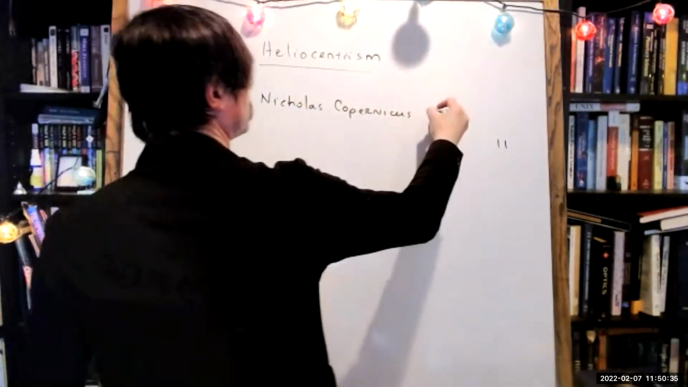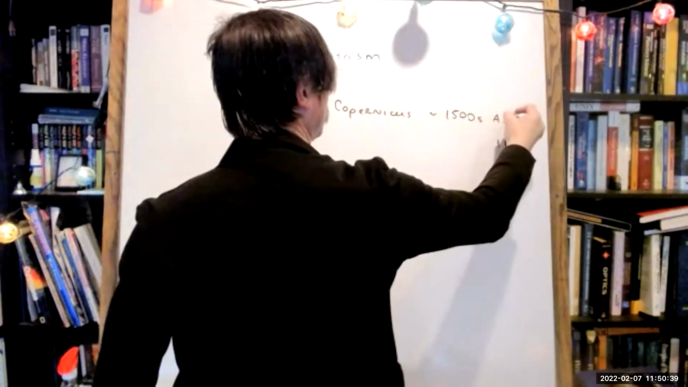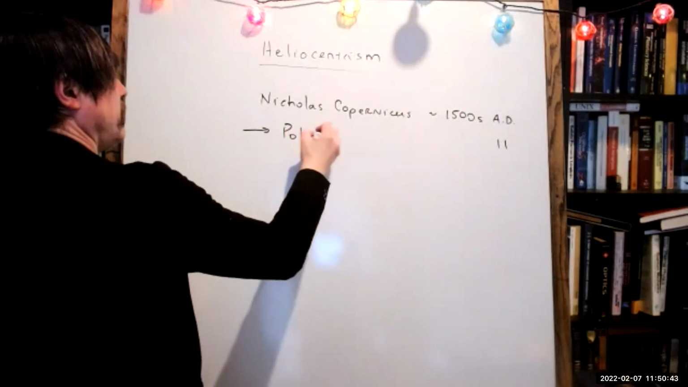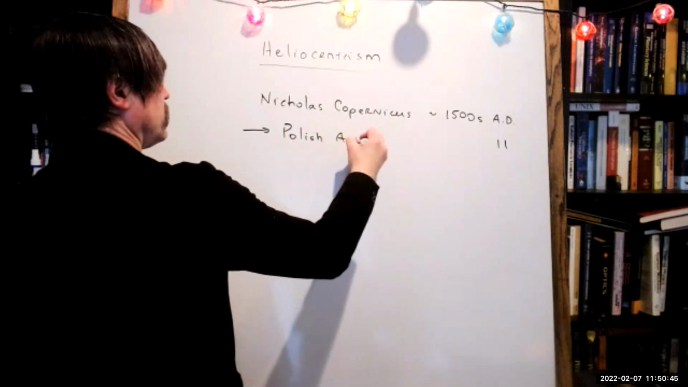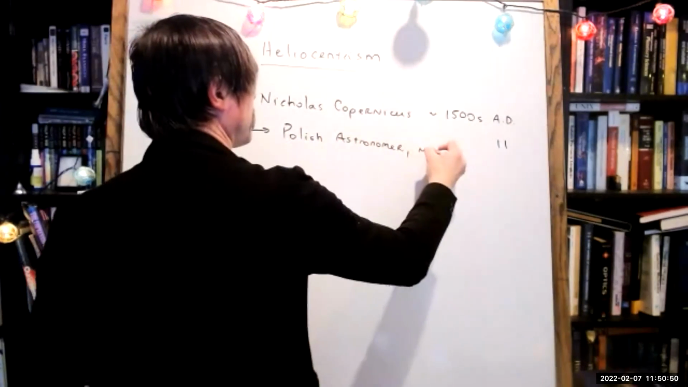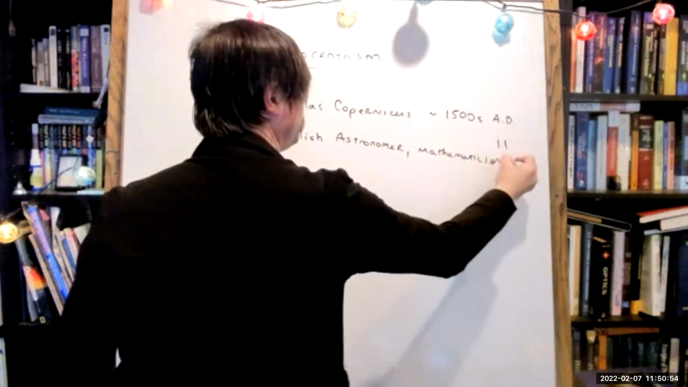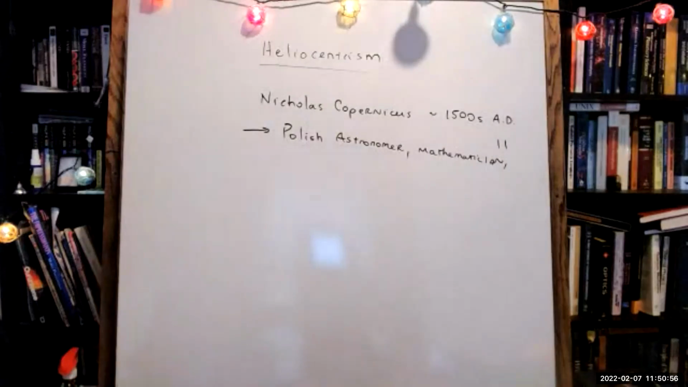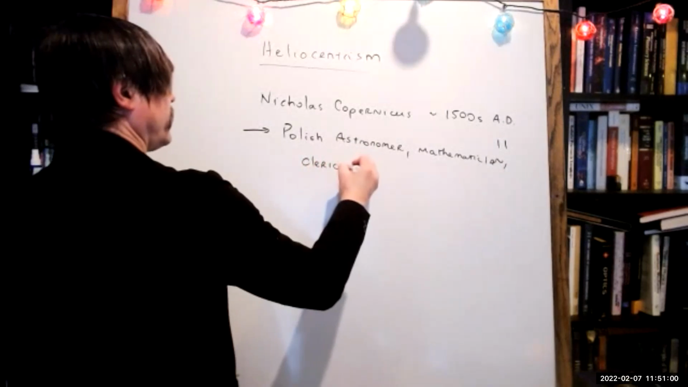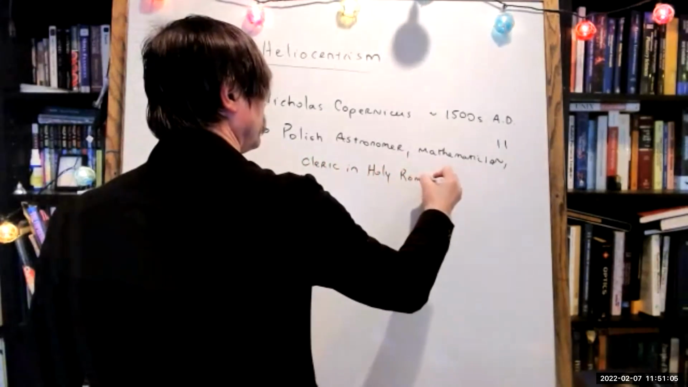Nicholas Copernicus, working in the 1500s AD, was a Polish astronomer, mathematician, and it's worth mentioning, a cleric in the Holy Roman Church.